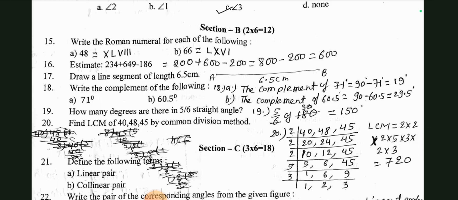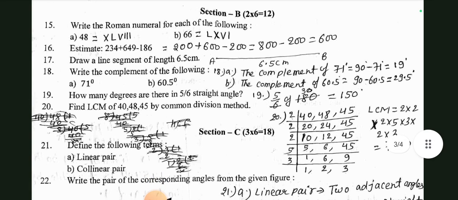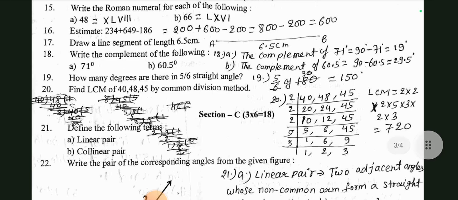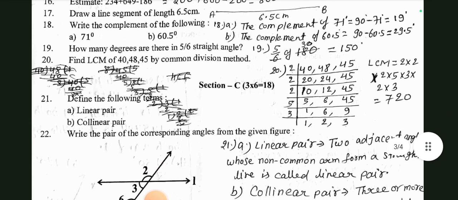5 by 6 of a straight angle means 180 degrees, 30 into 6 is 180, so 30 into 5 is 150 degrees. Question 20, LCM of 40, 48 and 45 by long division method. So we can find the LCM by this method, and the LCM will be 720.